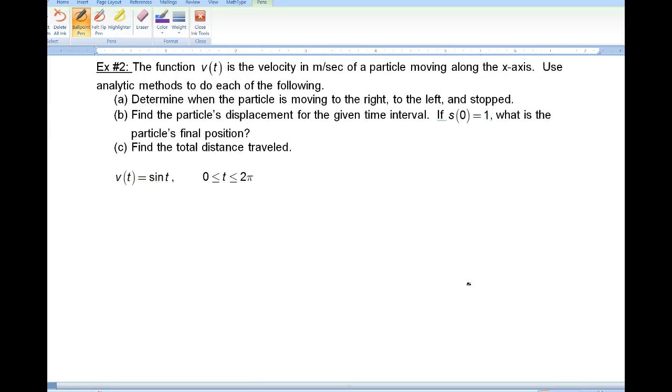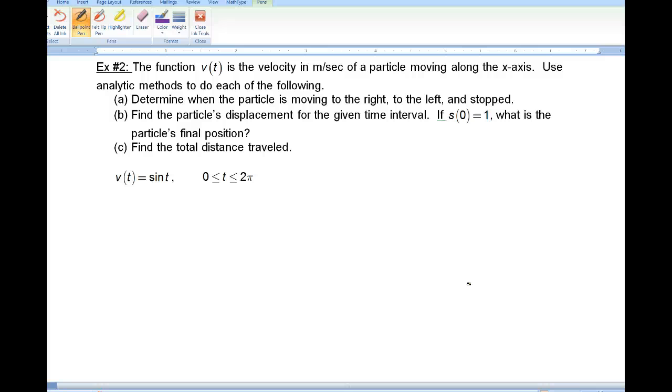All right, let's try the next one. So all the integrating gets done on your calculator here. I mean, if you want, you can practice it, but you don't need to. I'm more concerned about, can you set up the problem correctly? And then you could do the rest on your calculator.